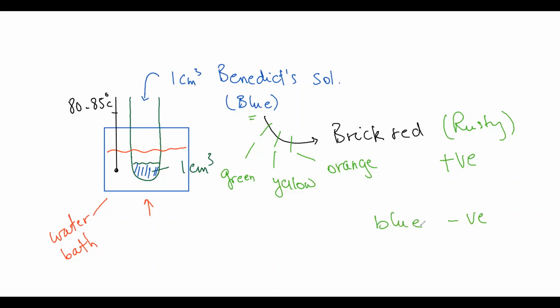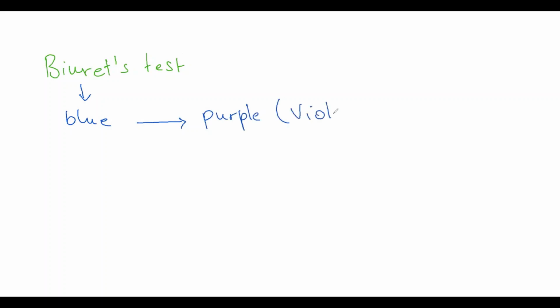What about the test for proteins? It is called the biuret test. In this test, we know the color of the biuret reagent is blue. And when there is protein, it is going to change into purple or violet, or sometimes we say mauve or lilac or whatever, according to the concentration of the protein found.